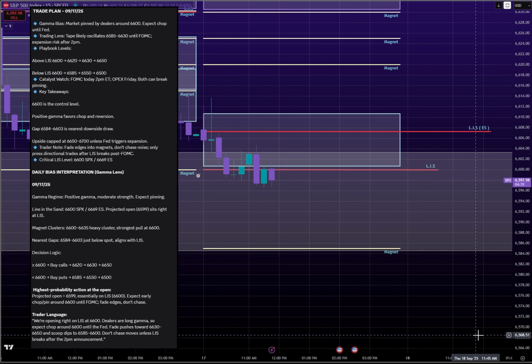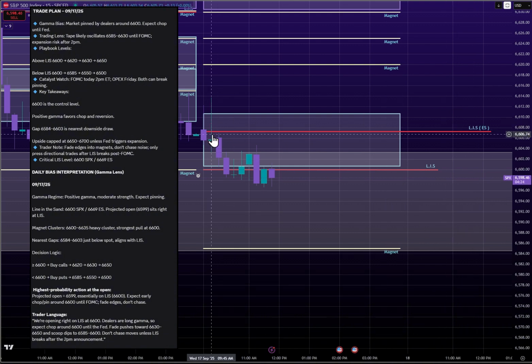You now have the information to make an informed decision based on dealer flows, positioning, market sentiment, and over 30 other data points. For example, today's read showed dealer positioning is positive, moderate strength, dealers holding long gamma, plus market sentiment leaning into FOMC. The bias section also highlights the highest probability action at the bell.